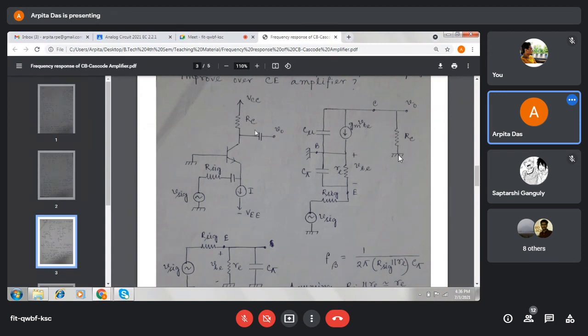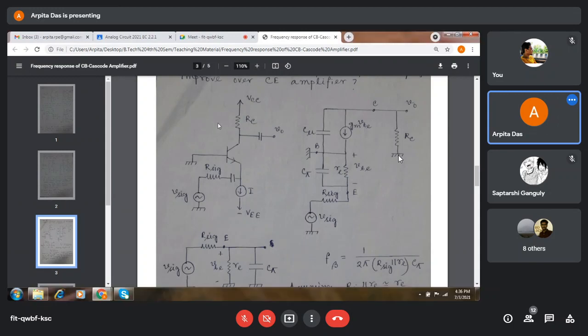And at the collector end, what will happen? The RC, the collector resistance, is connected with this collector terminal, and it is grounded. If a load is given, then the load will appear at the output terminal, and it will be grounded again, and both RL and RC will appear in parallel. So this is a very common phenomenon, as I discussed earlier.